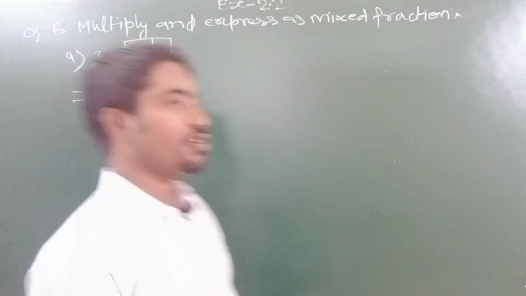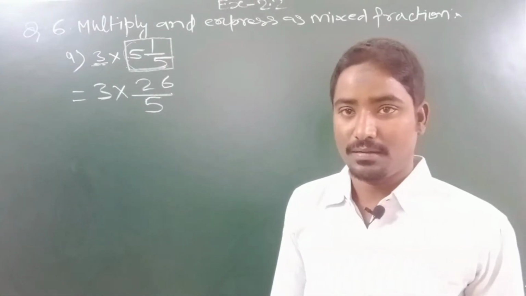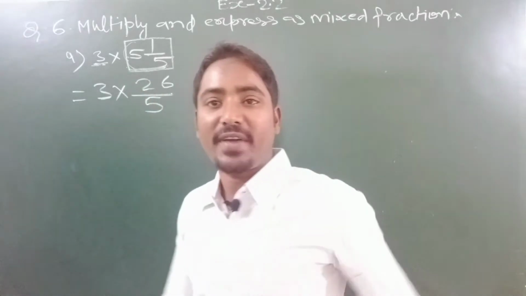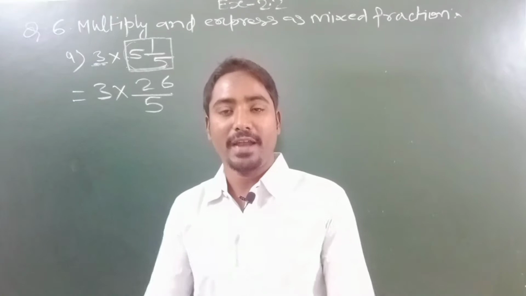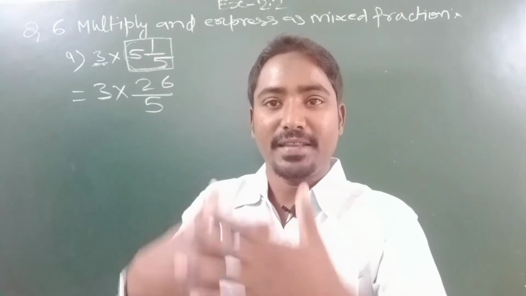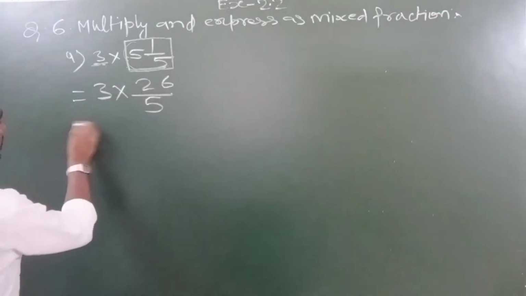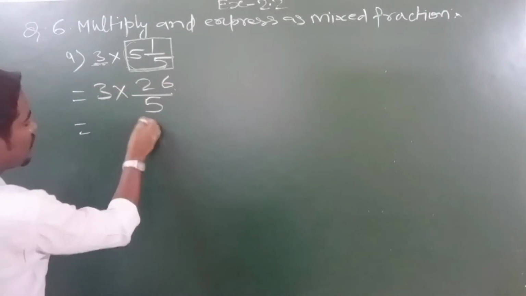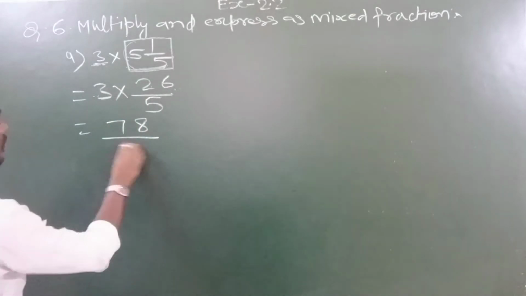Now you have to check for a common factor between them, if any. As we can see, no common factor is there, so we will simply multiply the numerators and multiply the denominators and then write it. At the numerator we have 26 into 3, so 3 6s are 18, 3 2s are 6, plus 1, 7, upon 5.